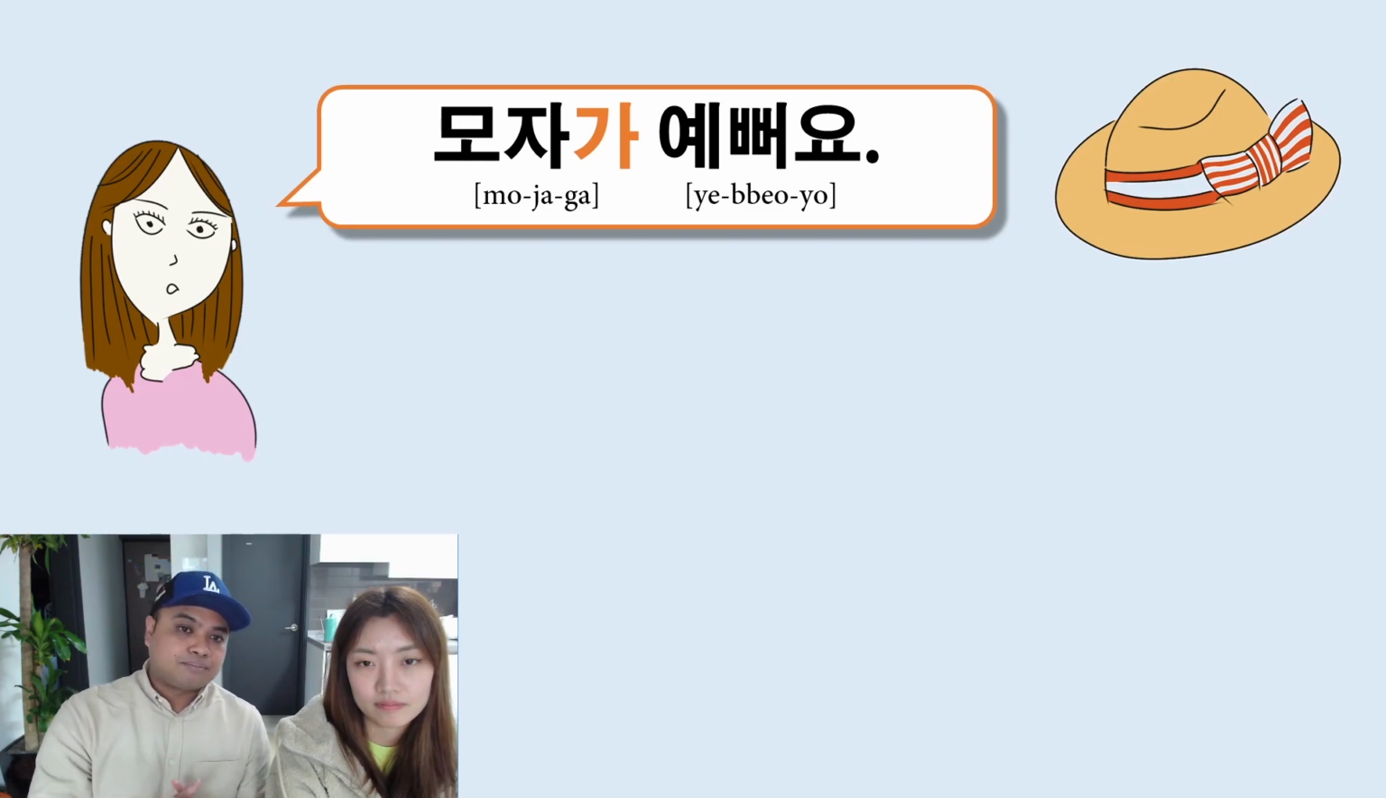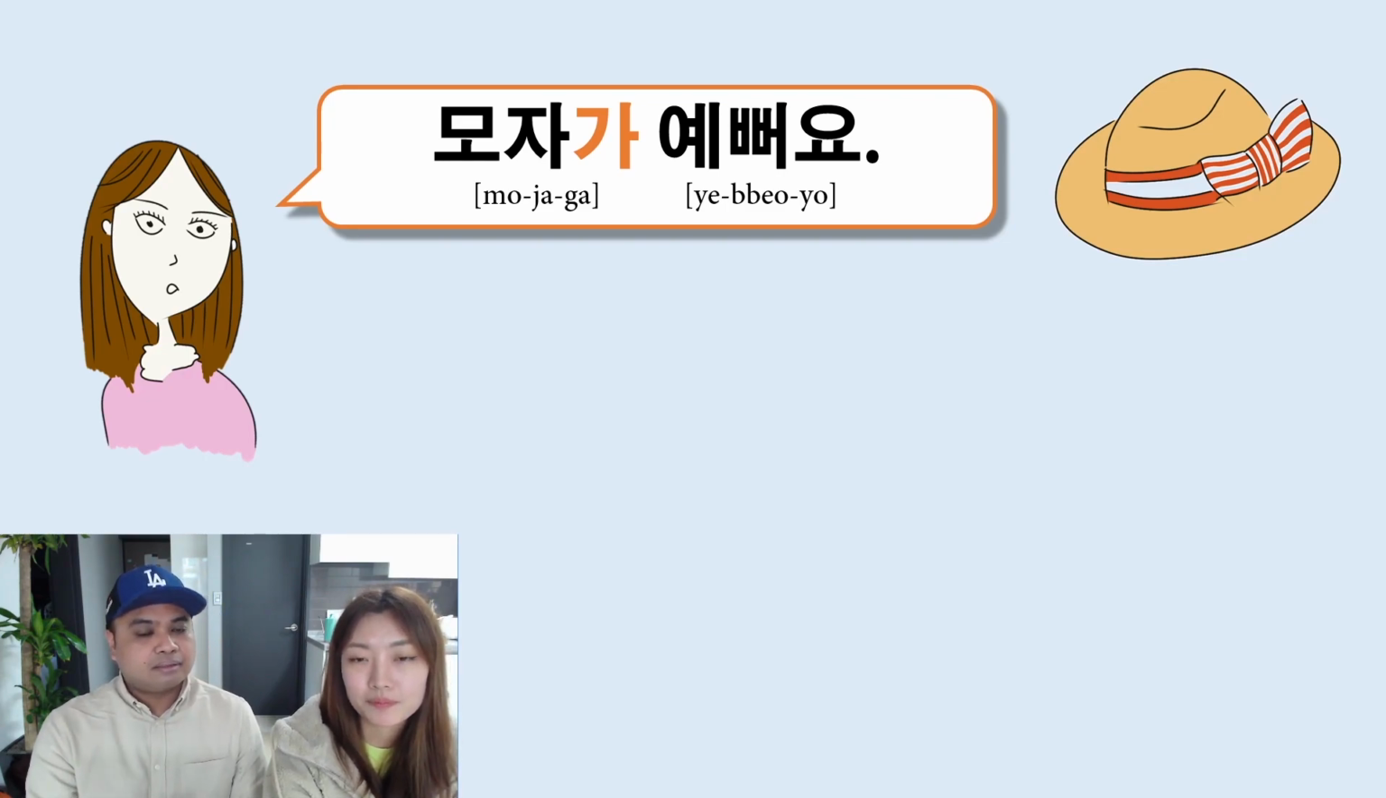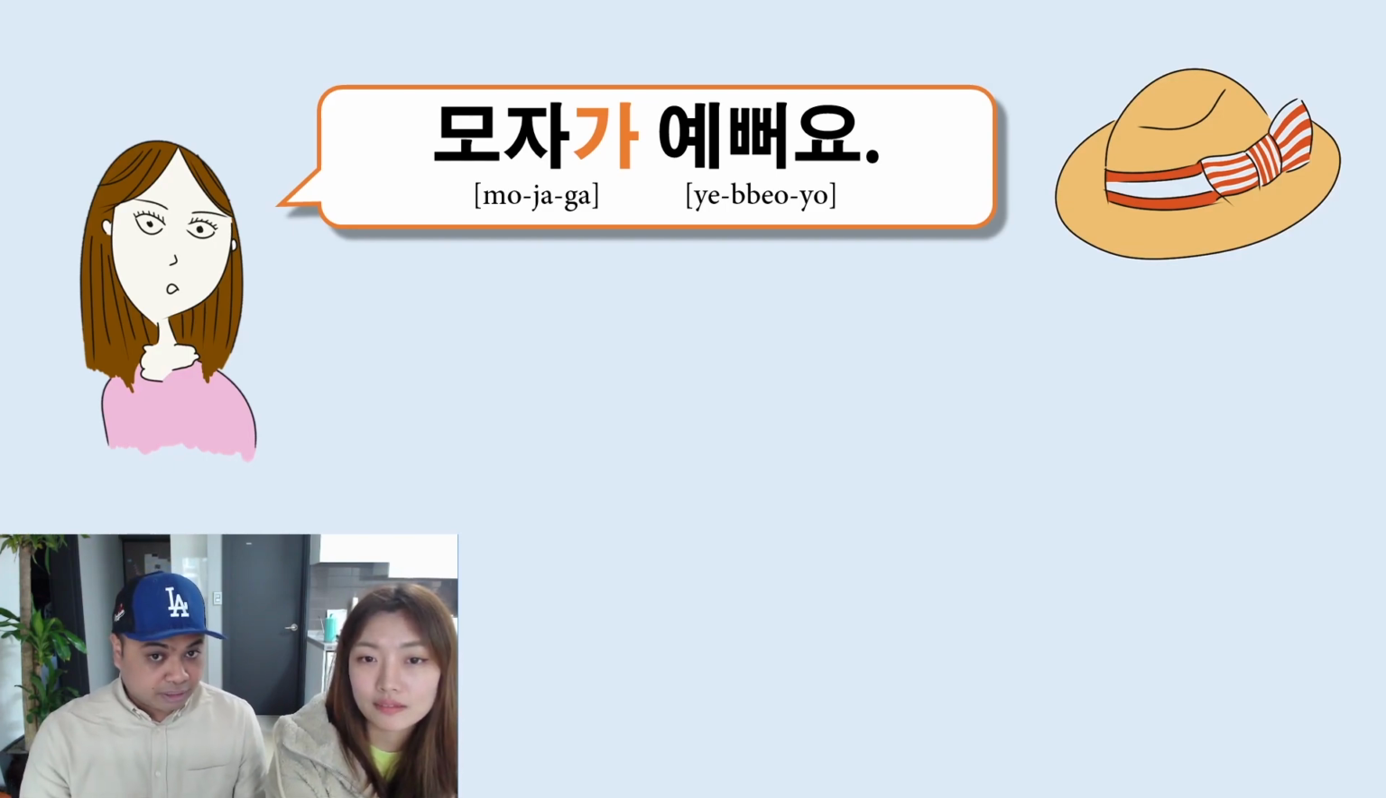So here, Donna is introducing the topic. Oh, 모자가 예뻐요. So the literal translation means, oh, the hat is pretty, right? And then she's introducing the hat, so she's going to use 가, right?